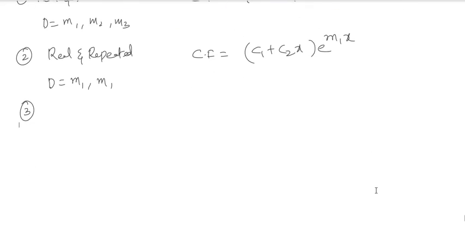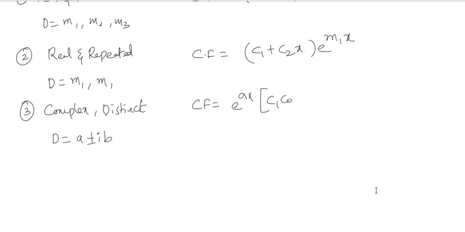Next, if it is complex and distinct, that means D equals a plus or minus ib, let us say. Then your complementary function will be e to the power of ax into (c1 cos bx plus c2 sin bx). You will write it as that.